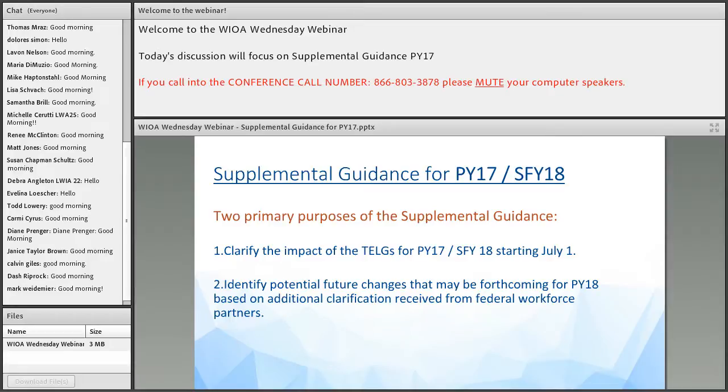So just to give you a heads up that this is how it is for this coming fiscal year and program year, but it could change in the following year depending on the federal guidance. So that's just to keep you alert. So now we'll go through the 6 areas of the guidance that are encompassed in the supplemental guidance.